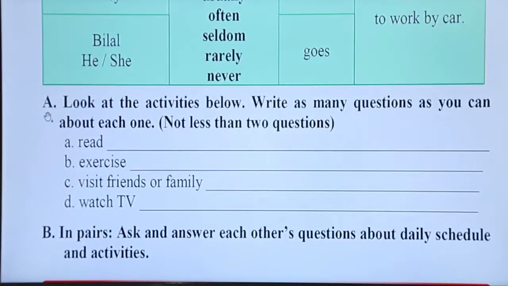Let's go to the exercises. Part A. Look at the activities below. Write as many questions as you can about each one. اکتیویتی که در پایین هست شما ببینید، هر چقدر که میتونین شما هم از اینا سوال بسازین. میتونین you can write down WH questions or you can write down yes no questions. Not less than two questions. کمتر از 2 دانه نباشه، ولی هر چقدر تونستین نوشته میکنین.